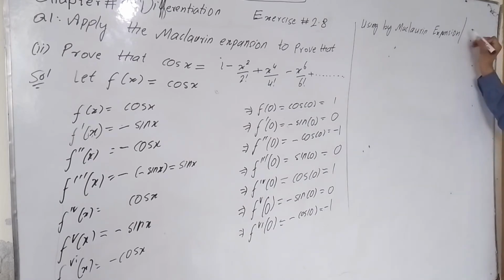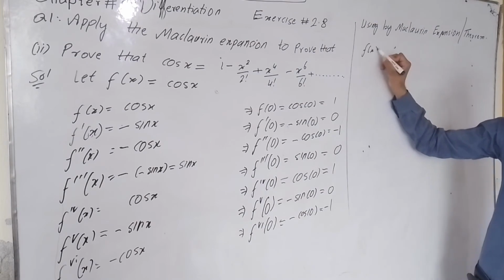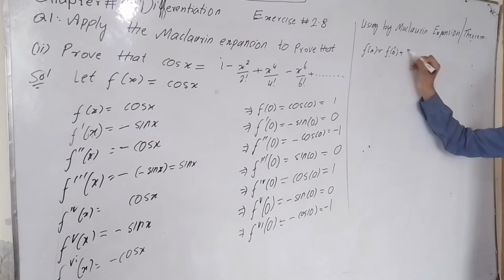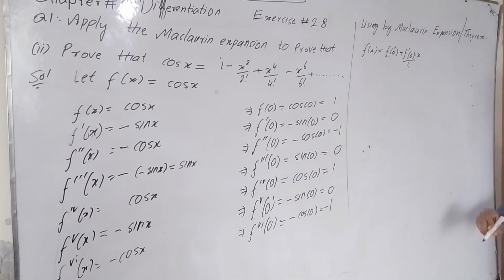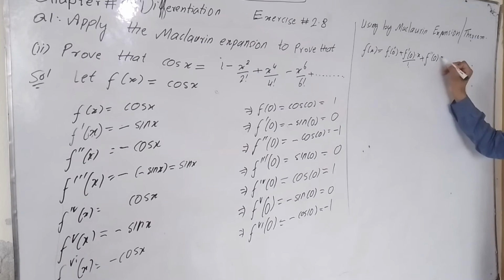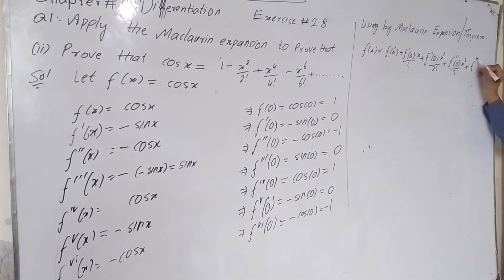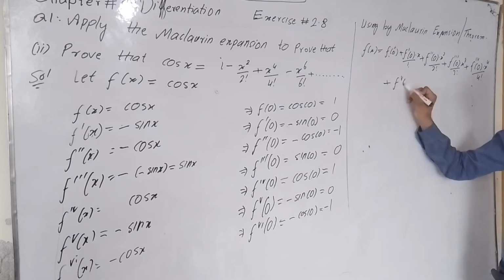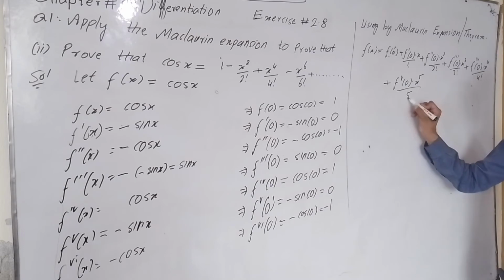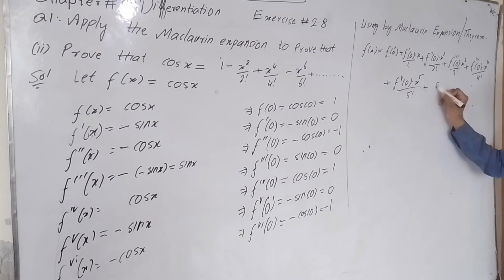Expansion or theorem: f of x is equal to f of 0 plus f prime of 0 dot x divided by 1 factorial, plus f double prime of 0 dot x square divided by 2 factorial, plus f triple prime of 0 dot x cube divided by 3 factorial, plus f fourth of 0 dot x to the power 4 divided by 4 factorial, plus f fifth of 0 dot x to the power 5 divided by 5 factorial, plus f sixth of 0 dot x to the power 6 divided by 6 factorial, plus, and so on.